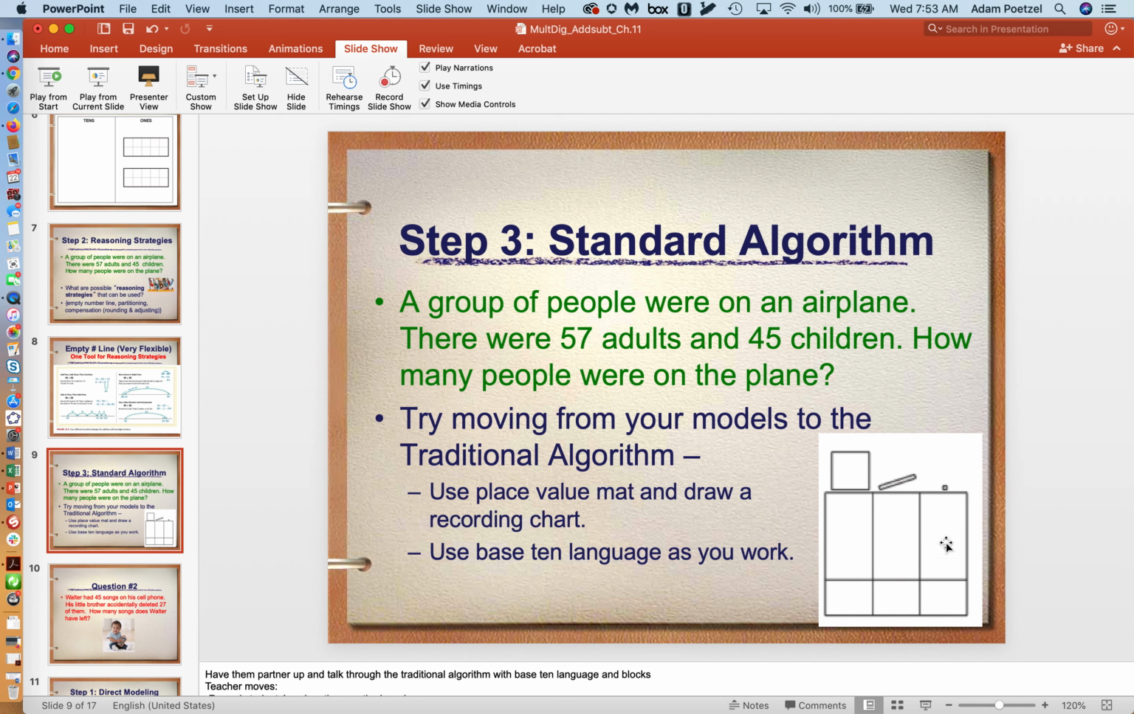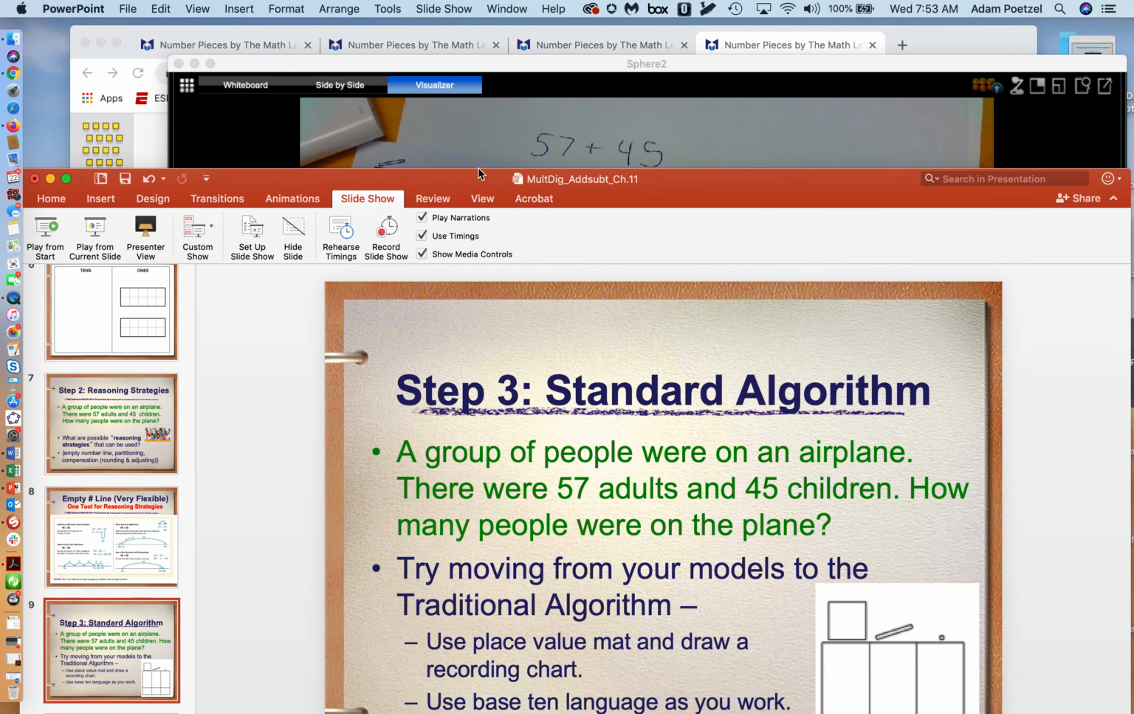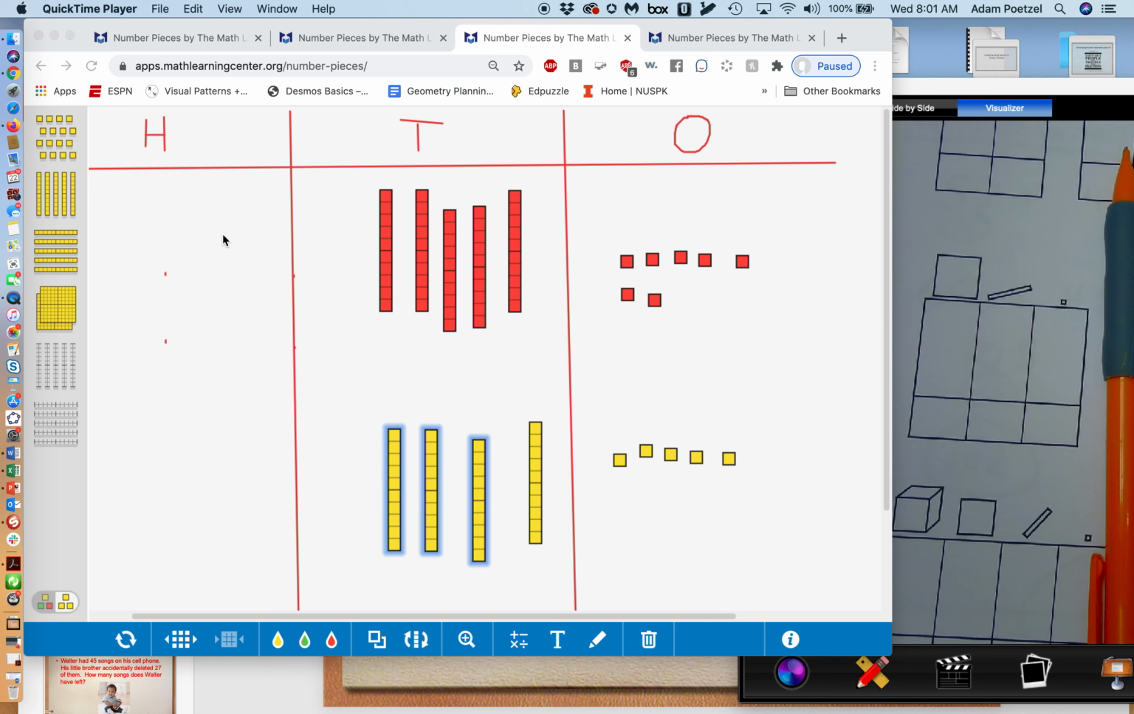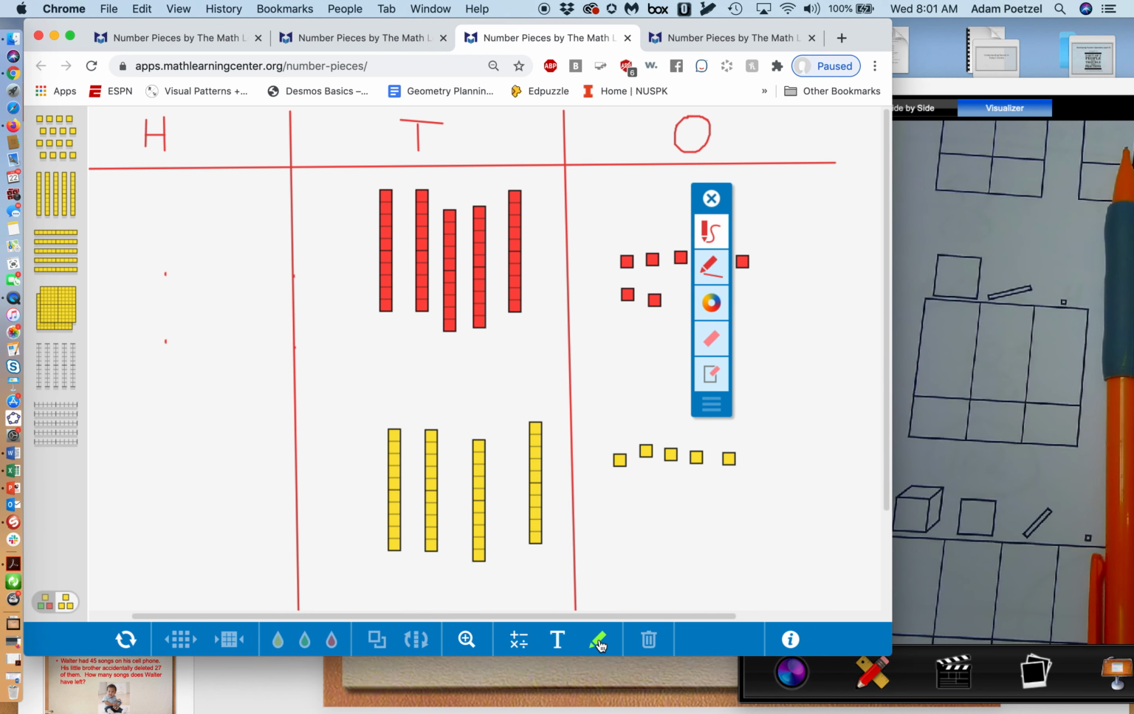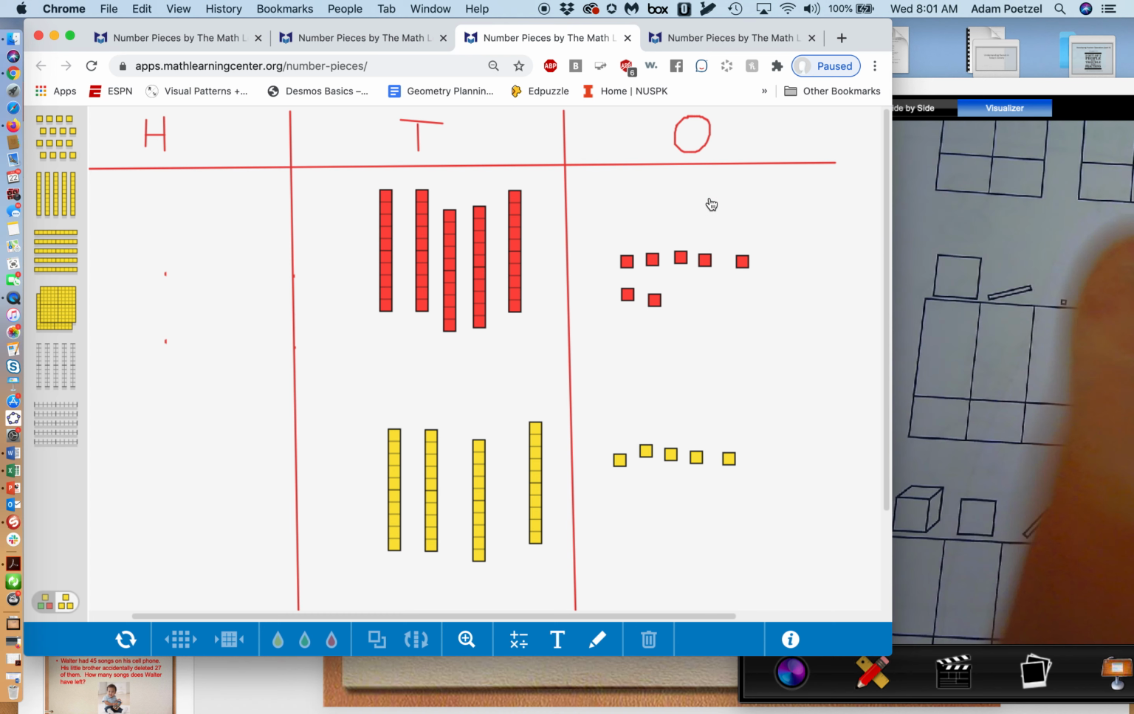It basically helps us to keep track of just our language and the pieces we're using to think about what's happening in a standard algorithm. So let me go ahead and pull back up our base 10 pieces here for a second. Here we have our base 10 pieces again. And you may notice here that I used the drawing tool down here, it looks like a crayon, to draw in a simple place value map, which can be a helpful way, again, to organize the work. So let's take a look at the standard algorithm.